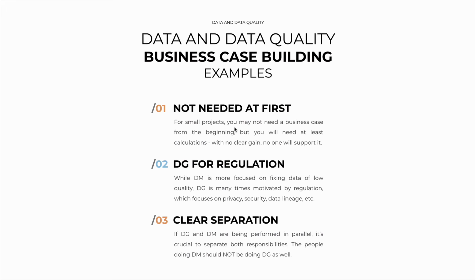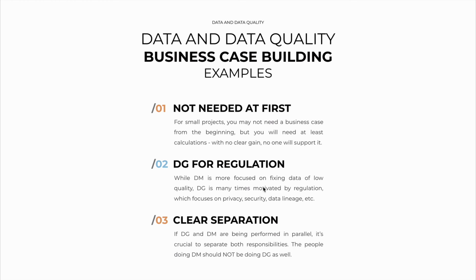First, a business case may not be needed at first. For small projects, you may not need a full business case from the beginning, but you will probably need at least some calculations, because with no clear gains, nobody's going to support the project. Then, DG is usually motivated by regulation, while DM is more focused on fixing data of low quality in small or large quantities. DG is many times motivated by regulation, which usually requires data privacy, data security, data lineage, and other types of controls.